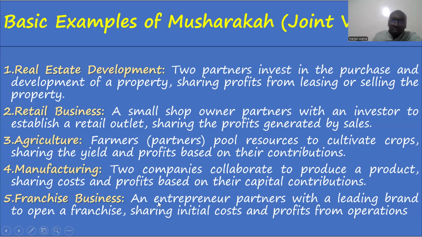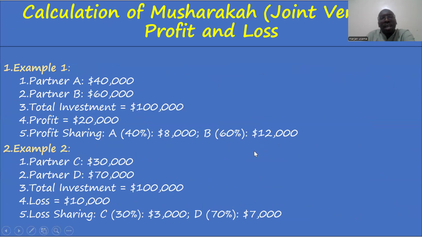Then franchise business, an entrepreneur partners with a leading brand to open a franchise. So sharing initial costs and profit from operation. A franchise business is, for example, there is a business, for example, McDonald's. It's already there. It's an established business. So you can go and invest with them. Now, how do we calculate musharaka? Look at this example. We shall just look at only two examples. So we have partner A contributed $40,000. Partner B contributed $60,000. The total investment is $100,000.